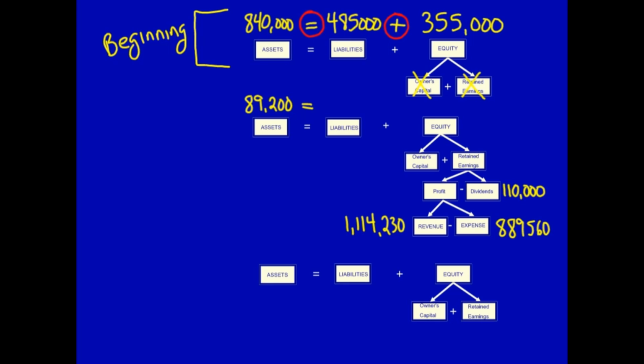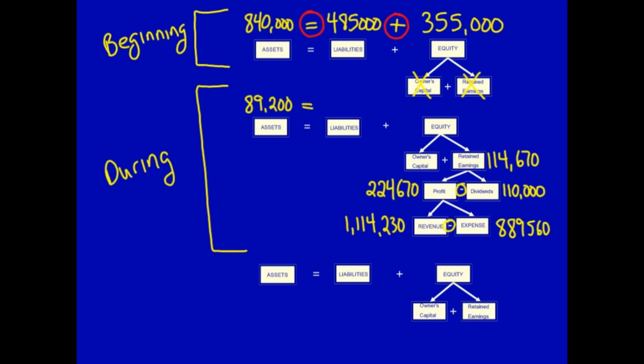Let's move on to during the year. Starting at the bottom of the equation, we know that revenue minus expenses is equal to profit, so we can solve for profit. Profit is $224,670. I can now calculate retained earnings, which is profit minus dividends. Retained earnings is $114,670. Now, can we calculate equity?